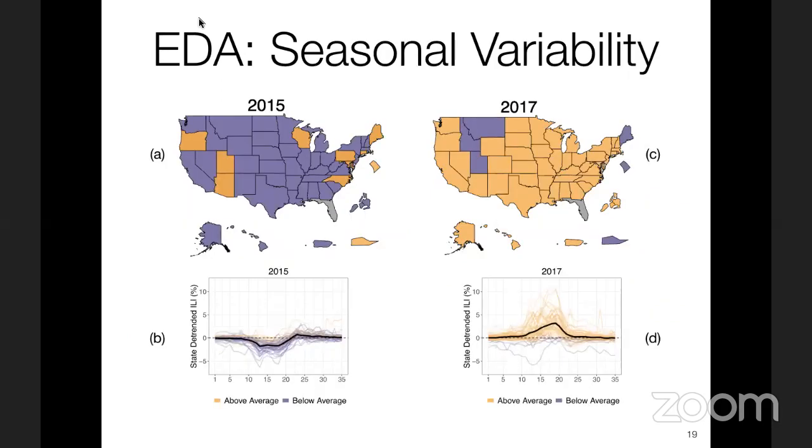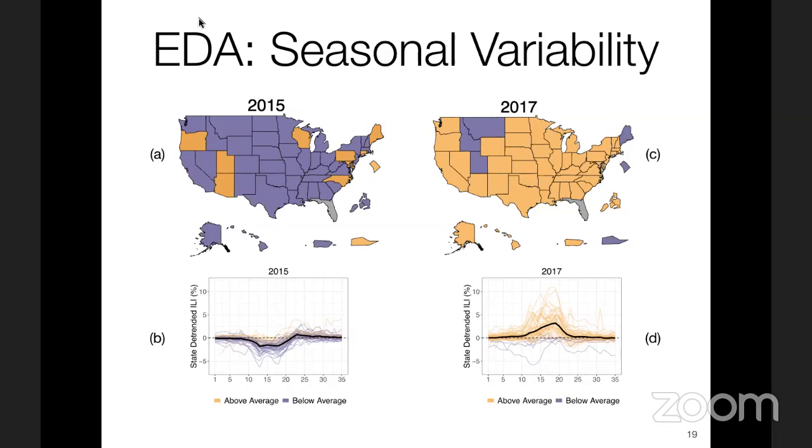We also see that there's seasonal variability. A lot of times when we talk about a flu season, we'll say it's a bad flu season or a mild flu season. That comment is usually in reference to what's going on nationally, but when you break that down to the state level, you can see a lot of commonalities within a season. For instance, in 2015, all of the purple states had ILI below their state-specific average. So it was not just a mild season nationally; almost every state saw lower levels of ILI than they usually see. 2017 is the exact opposite. Almost every state saw ILI levels above their average.